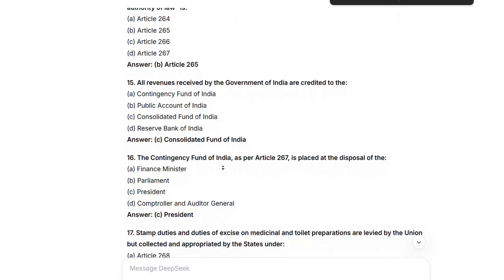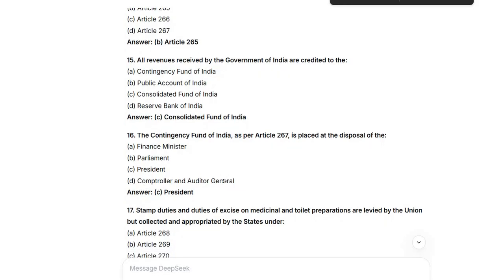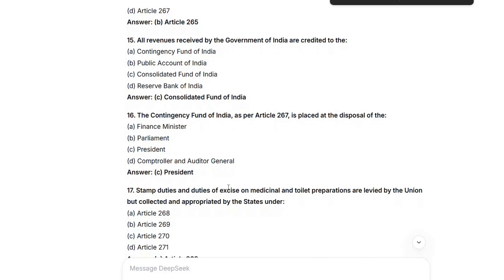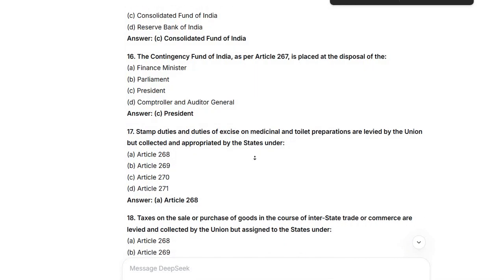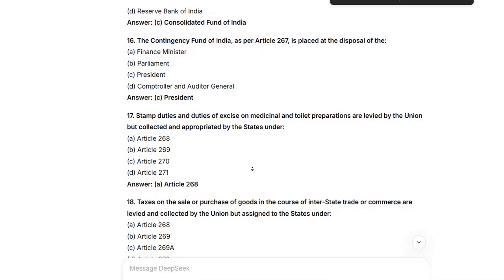17. Stamp duties and duties of excise on medicinal and toilet preparations are levied by the Union, but collected and appropriated by the states under, answer, Article 268. 18. Taxes on the sale or purchase of goods in the course of interstate trade or commerce.